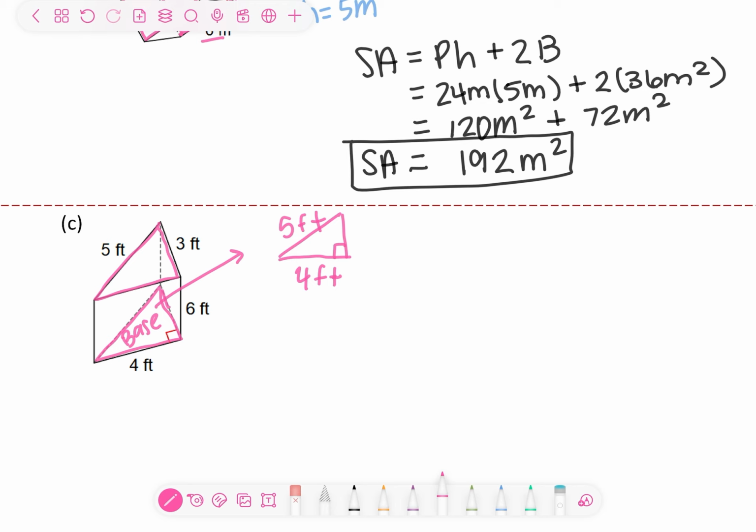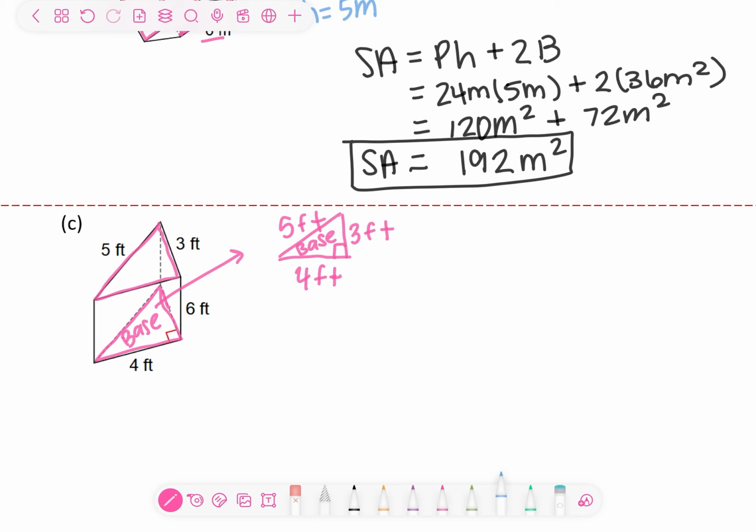That's our hypotenuse of that triangle. And then 3 feet on the right-hand side. So just make sure you're aware that a lot of times you do have to look in different locations to find all the dimensions. So that's our base. Okay, so this is our base. So when we find base perimeter and base area, that's what we use.